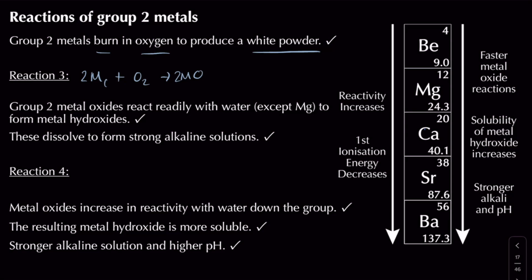Again, our metal is going to be solid, our oxygen is going to be a gas, and then our metal oxide is going to be a solid as well. Now in terms of this, of course, for things like magnesium, you've probably seen that before, that would form a bright white flame itself.